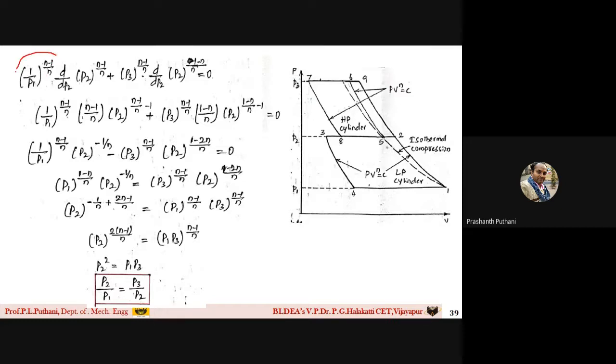So this is the constant term which is taken outside, d by dP2 of P2 raised to the power of n minus 1 minus. Similarly for the next term also we have done here. So now this is what? This is differentiation of x raised to n. Can anybody tell me what is the differentiation of x raised to n?